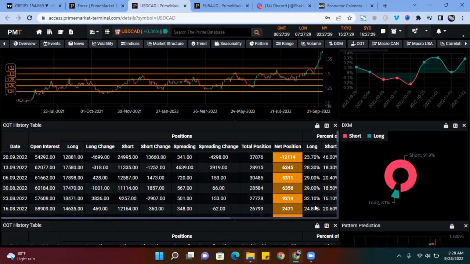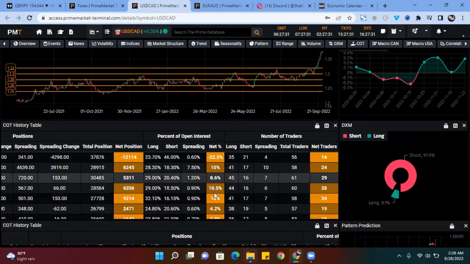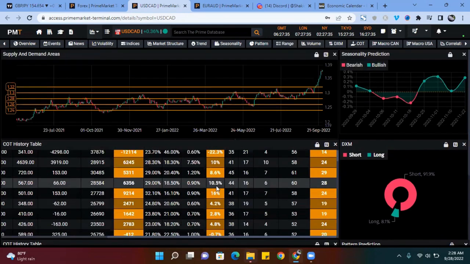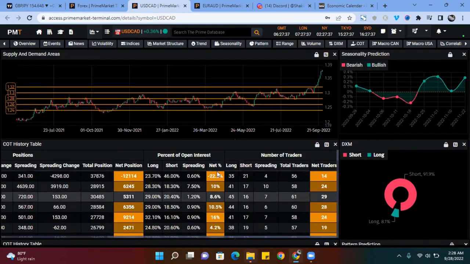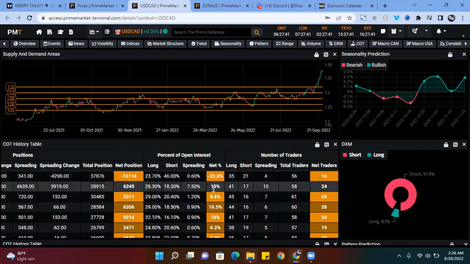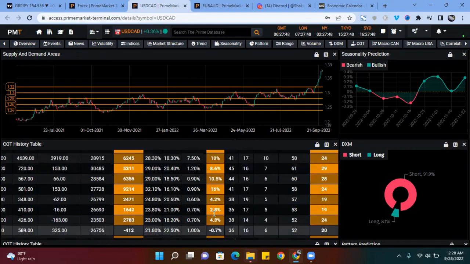So I'm going to scroll to the right here. They've been net positive on the USD for quite some time, right? The USD was doing very well compared to the rest of the world. And suddenly this week, they're negative 22.3%. So that's very alarming for me, considering I live in the United States, and considering that the US dollar has been doing well.